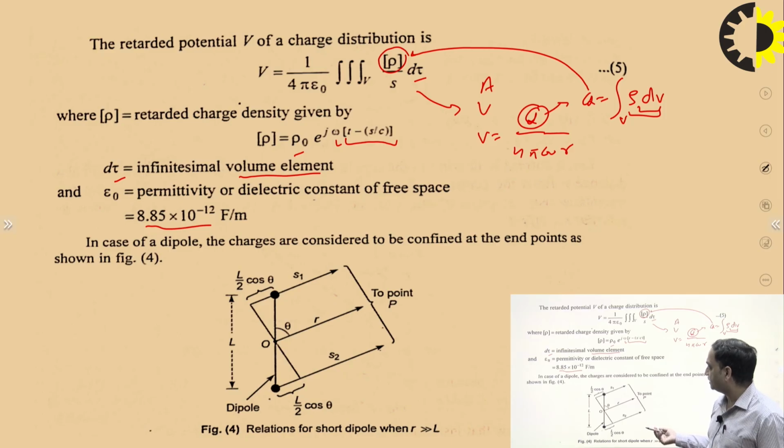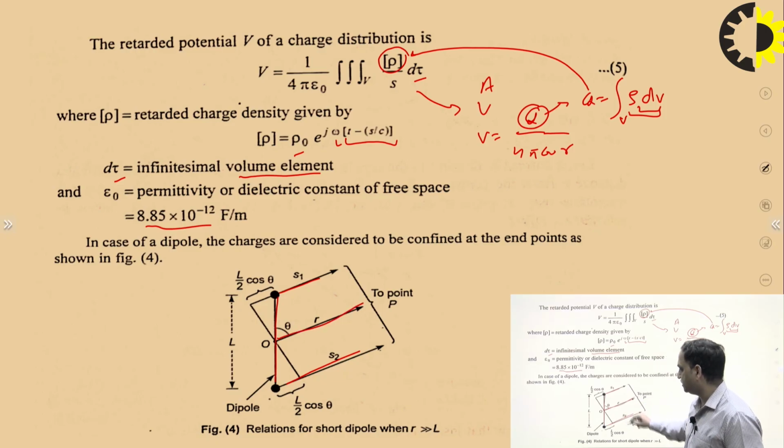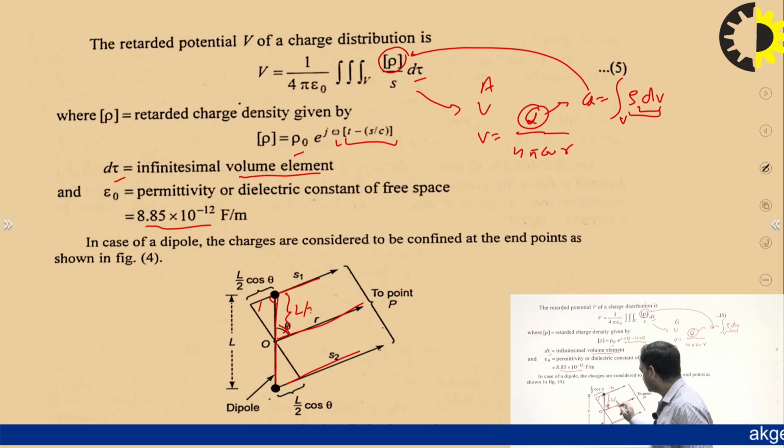So how are we taking this? Here this is the dipole, and this one is S1 and this one is S2, and this is R. So we are changing S1 and S2 in terms of R. This is theta, and this is also theta. When these two are theta, this is L and this one will be L by 2.